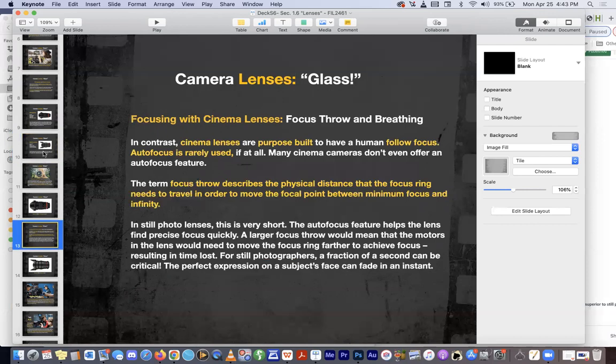Cinema lenses also tend to be built to higher tolerances in manufacturing. So cinema lenses, in many cases, will be a lot sharper than photographic lenses. A lot of photographic lenses that people are using on their pocket cameras and their DSLRs are adapted using special adapters you can buy at, like, Amazon.com, for instance.